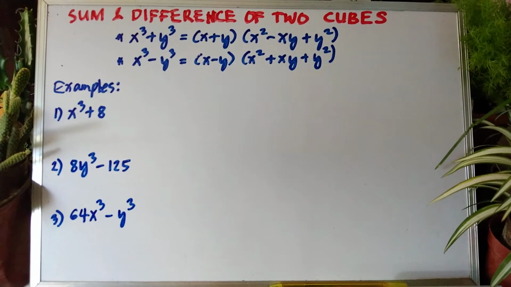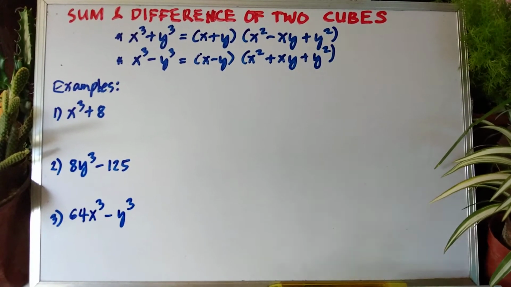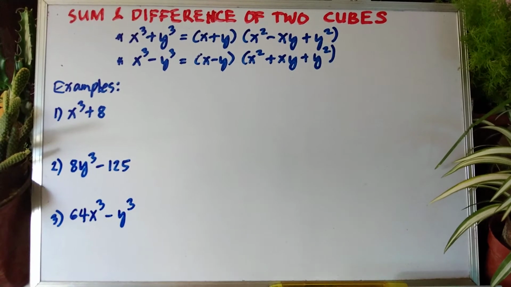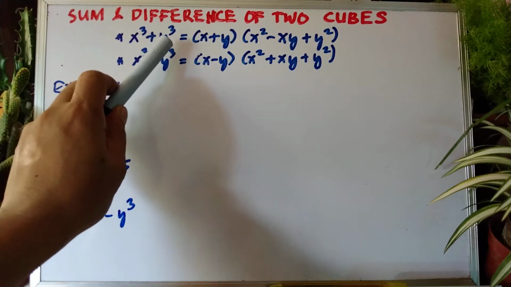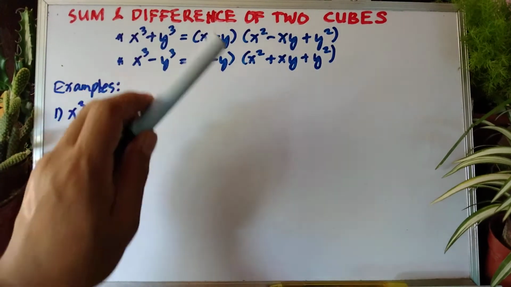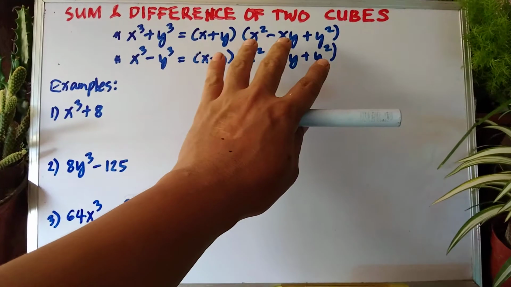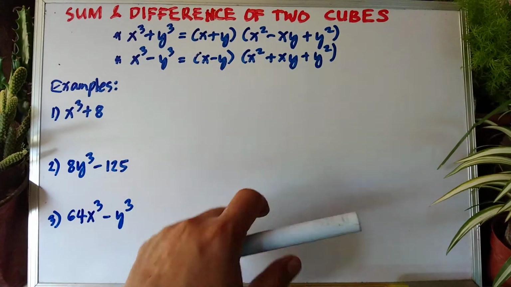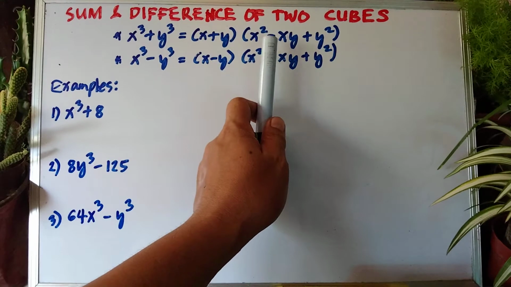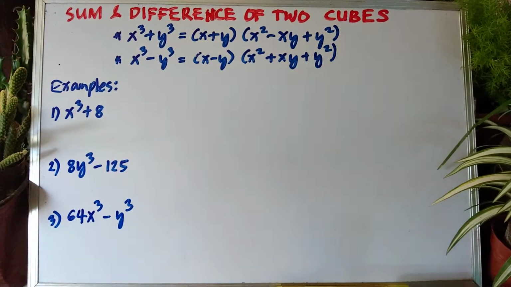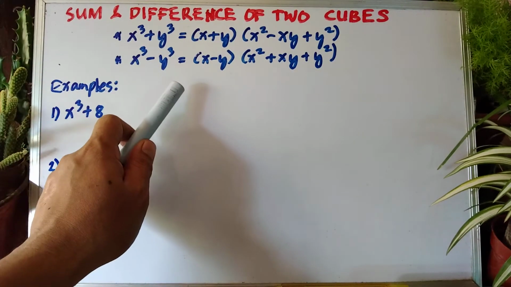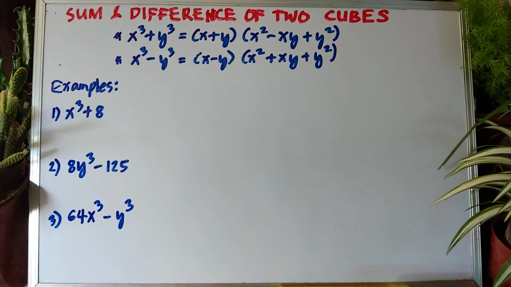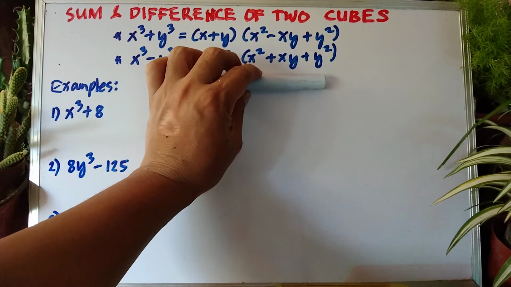Okay, so now we have here the sum and difference of two cubes. The first here is the sum of two cubes given by x cubed plus y cubed. Its factors are equivalent to x plus y times x squared minus xy plus y squared. The second polynomial here is x cubed minus y cubed, which is the difference of two cubes. And each factor is on its right side.